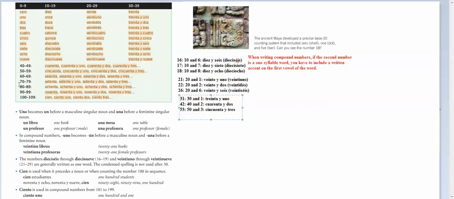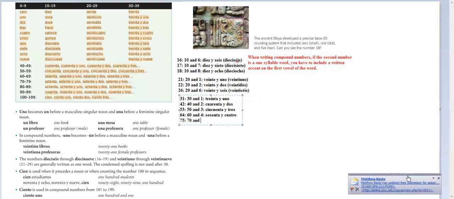Same thing's going to happen with your 60s. So if I want to do 64, it's going to be 60, which is 60, and 4, which would make the 64. Same thing again happens with your 70s. So if I want to do 75, it's going to be 70 and 5, which is 75.